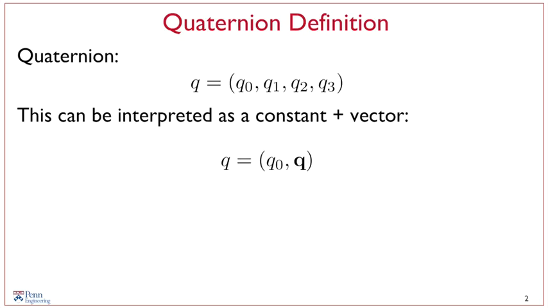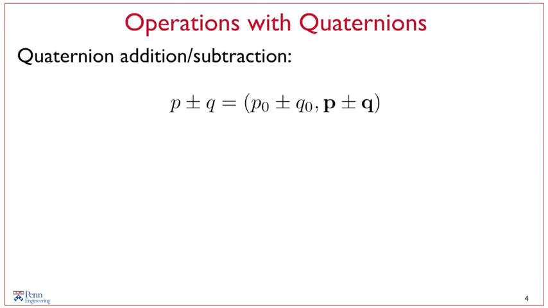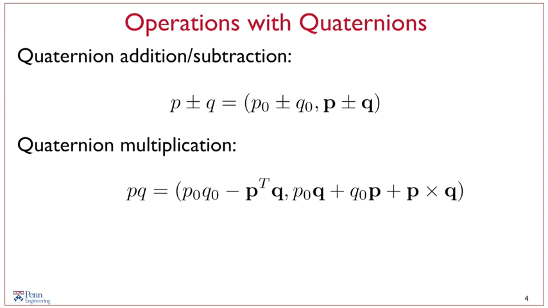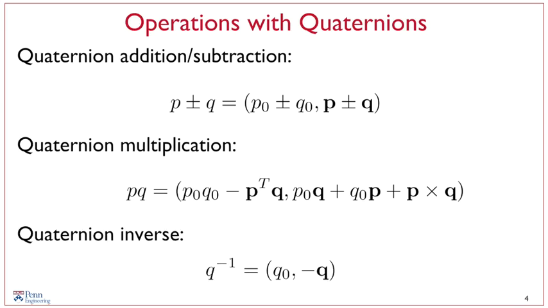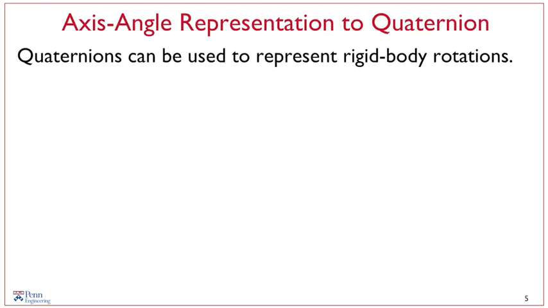We can use this representation for defining common operations on quaternions. To add or subtract two quaternions P and Q, we simply add or subtract the corresponding components. Quaternion multiplication is defined by the following equation. The inverse of a quaternion is a quaternion where the constant component Q0 remains unchanged, but the vector component is negated. Quaternions can be used to represent rigid body rotations.